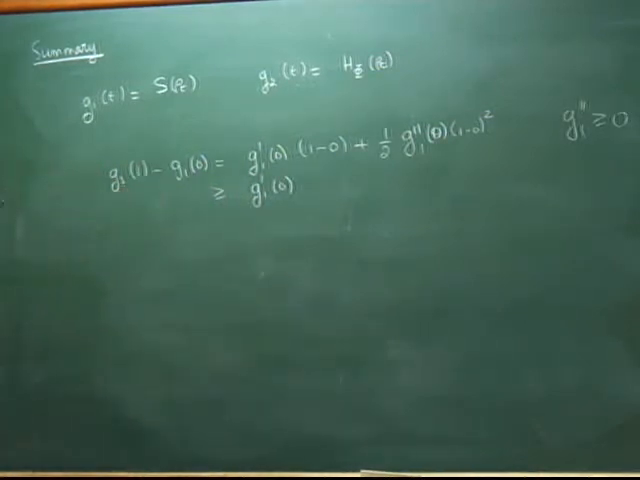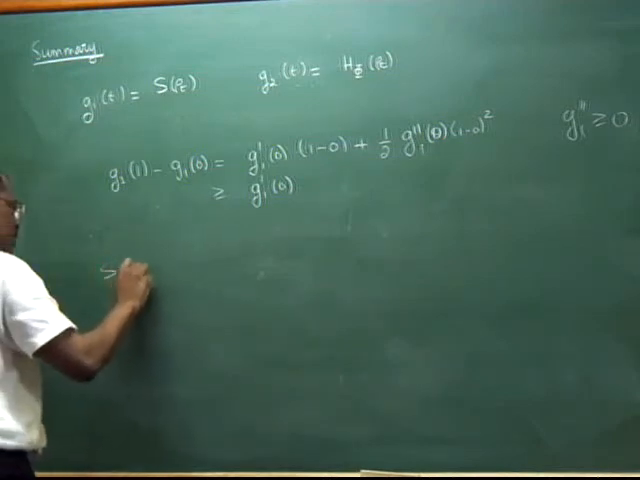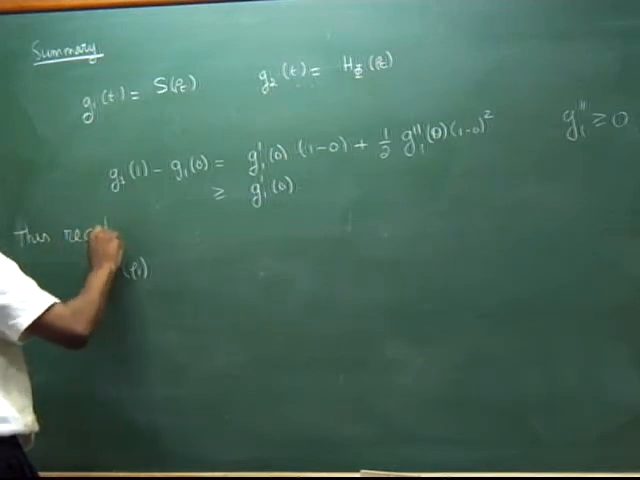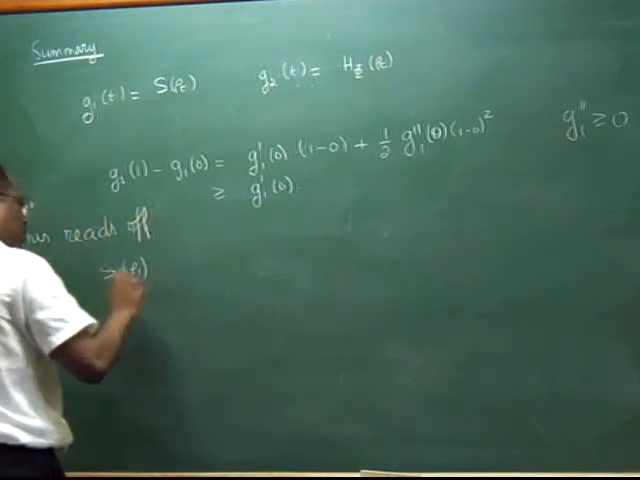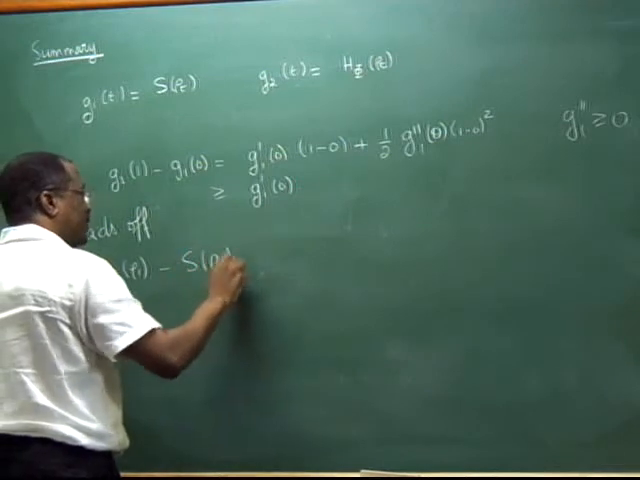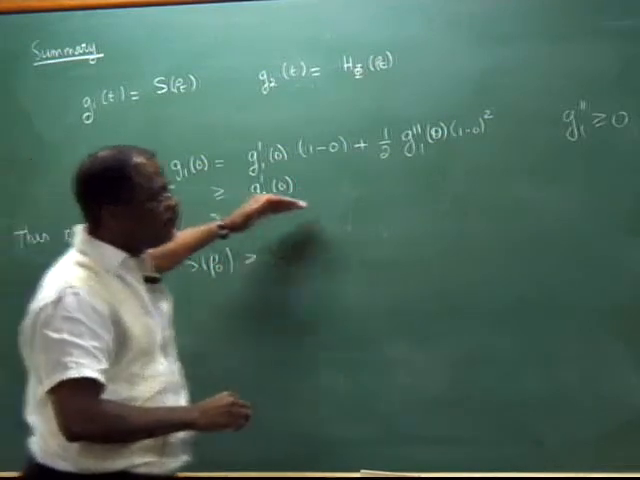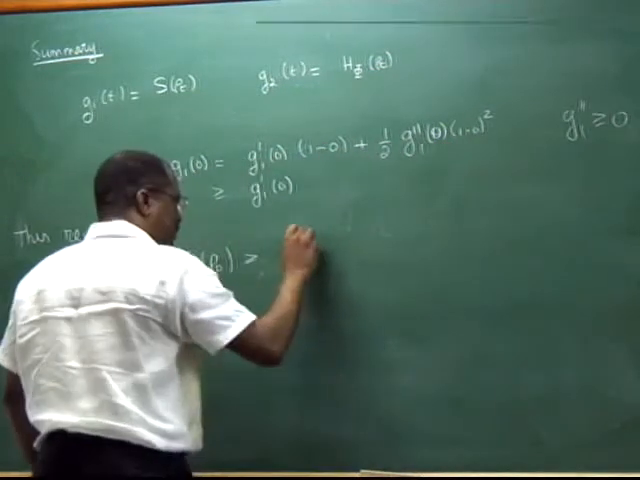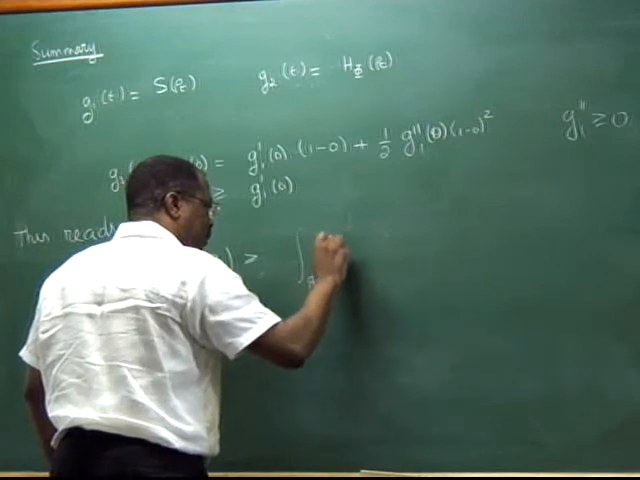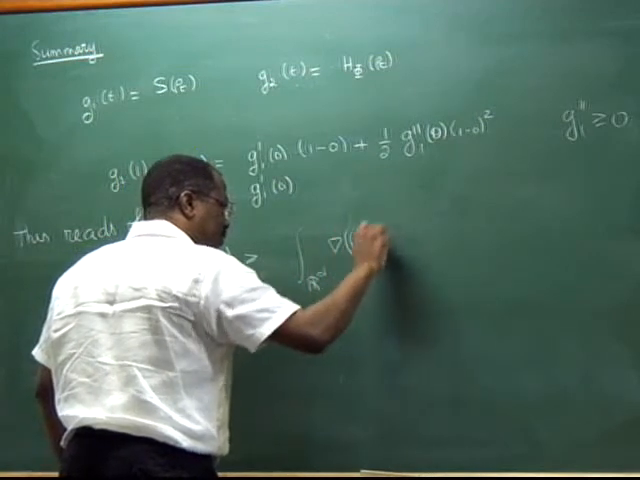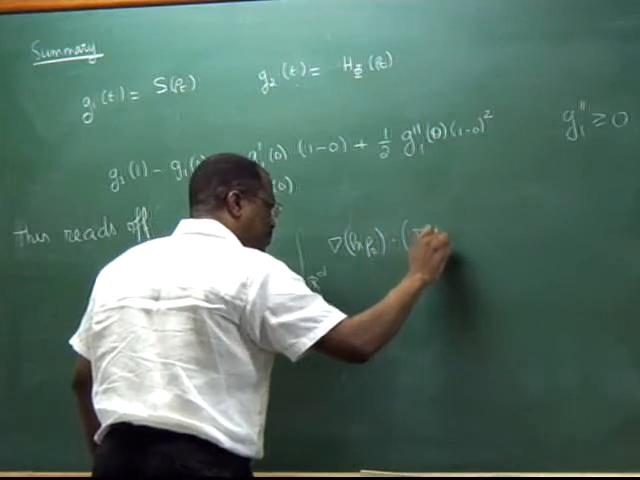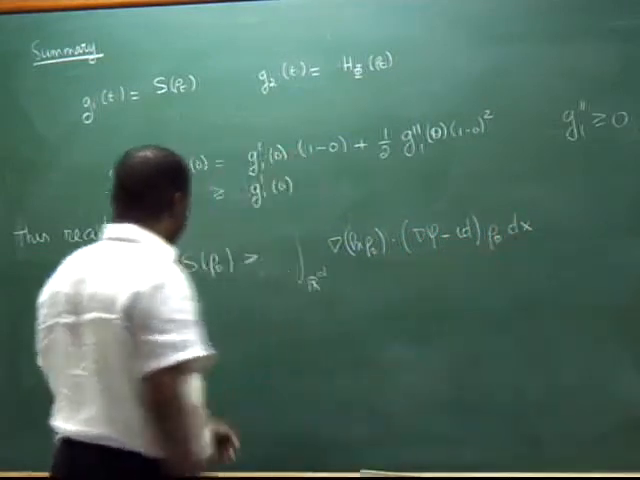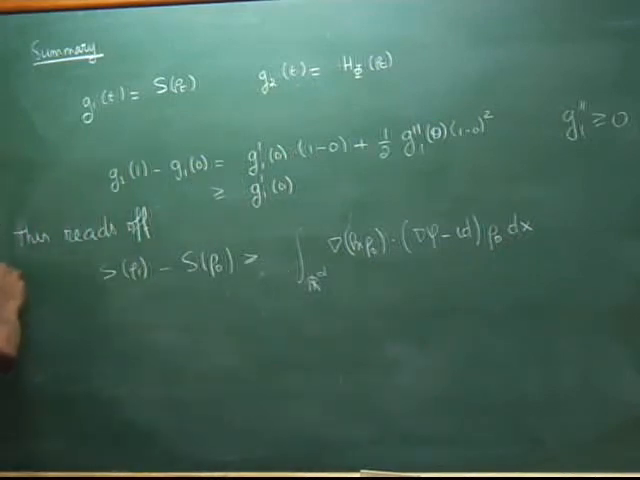So let me write what this means. It means S of rho 1 minus S of rho naught is greater than, we computed the derivative, that was the theorem, the integral over Rd of the inner product of the gradient of log of rho naught and the gradient of phi minus identity, rho naught dx. Call this 3.